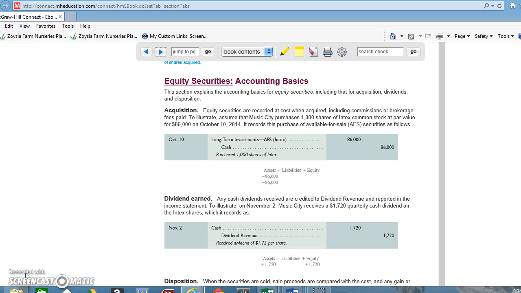Okay, we just saw the entries for bonds held as investments. These would be the entries that you would see for stocks, securities held as investments. The first one on October 10 is the initial purchase of stock, and on November 2nd there is a dividend that is received.